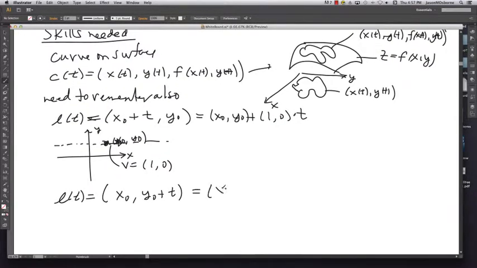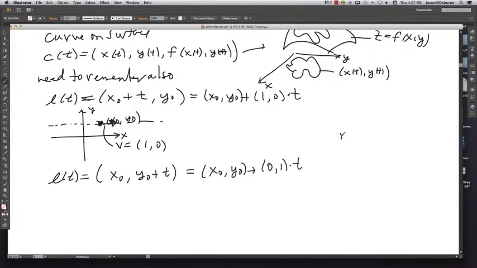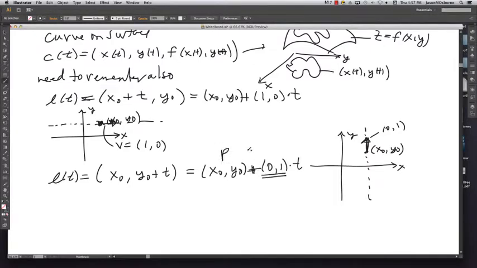And that would be equivalently written as x0, y0 plus 0, 1 times t. That would be a curve that goes through, it's in 2D, goes through some point x0, y0 that you're interested in, and is going in the y direction. There is your vector v, 0, 1. So there's your direction vector, and here is your point. So this is of the form p plus v times t. It just so happens to be in 2D.